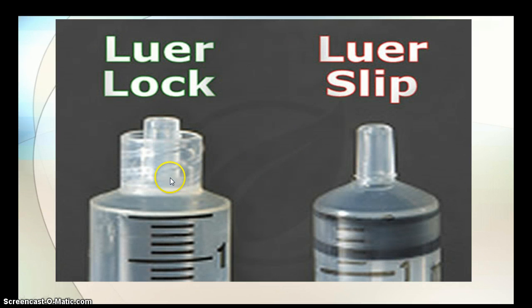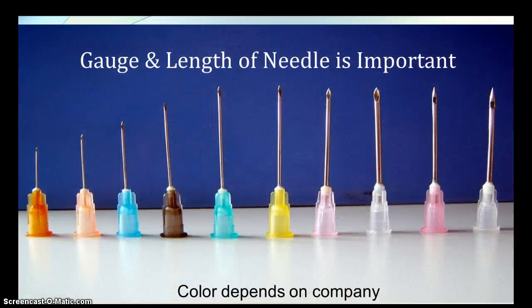The tip of the needle may either be a luer lock or a luer slip. When you put the needle on, the luer slip is held on by pressure. The luer lock is actually screwed in. So just make sure if you use a luer lock that the needle is snug within that luer lock. The gauge and the length of needle is important. This you're just going to have to learn by doing and trying to remember.